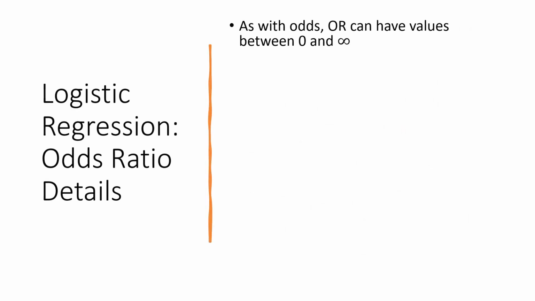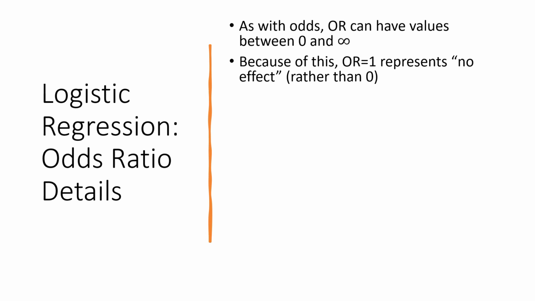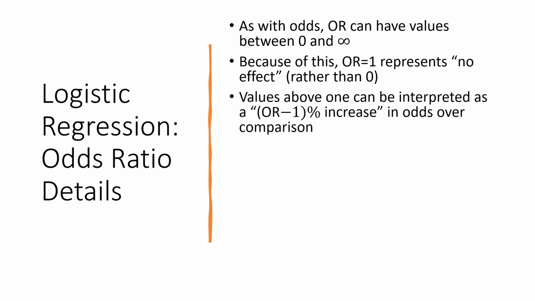Now, the odds ratio can have any value between 0 and infinity, just like odds. The odds ratio is a little different than maybe you would normally think. An odds ratio of 1 represents no effect. So when I have all of my e to the betas, my exponentiated betas, to interpret their odds ratio interpretations, a 1 represents no effect rather than a 0. Values above 1 can be interpreted as the increase in odds over the comparison. So we take that odds ratio, we subtract 1, and that's the percentage increase in odds.